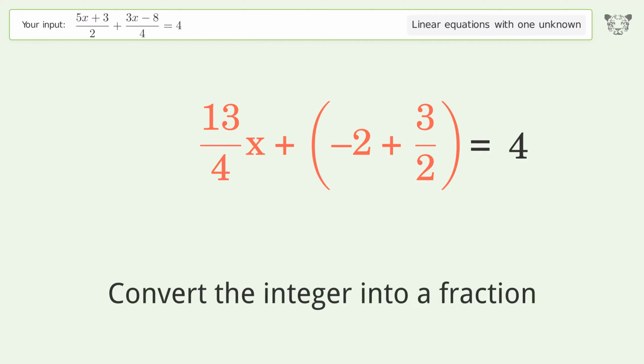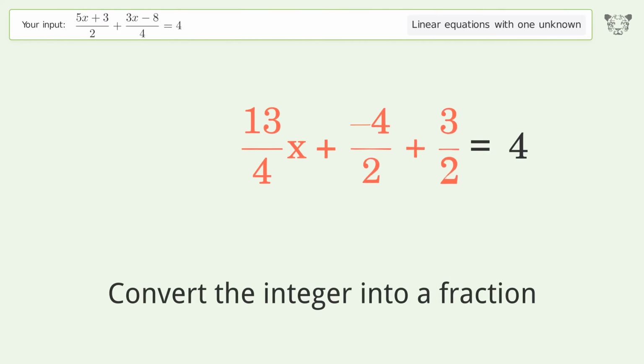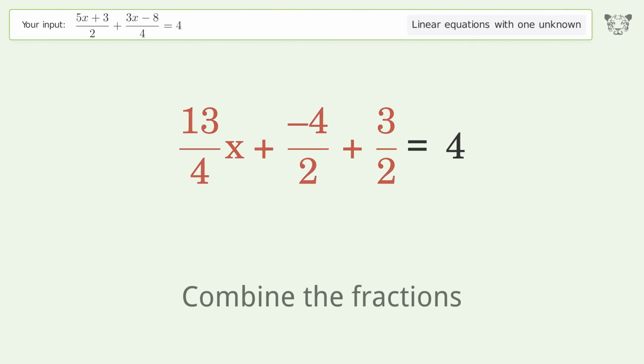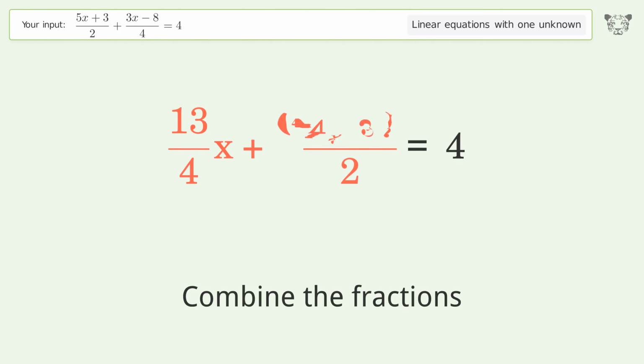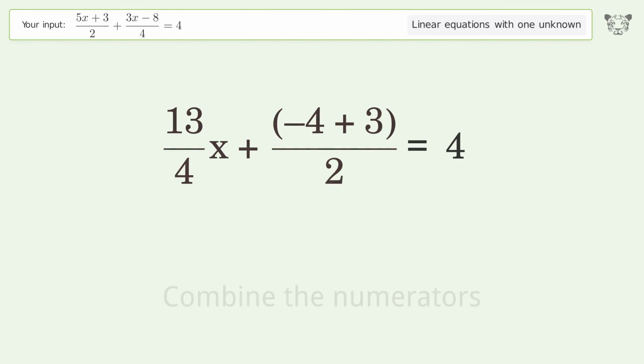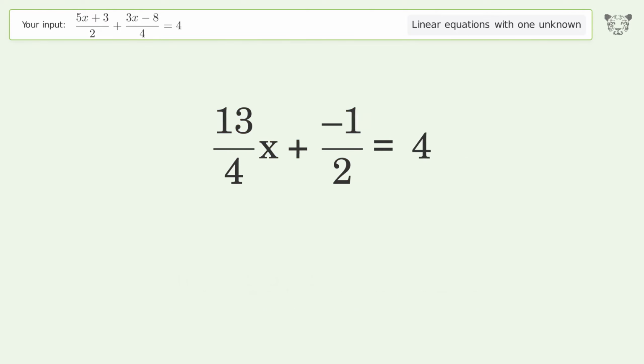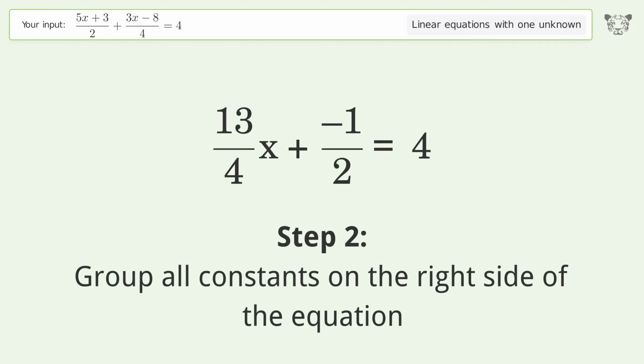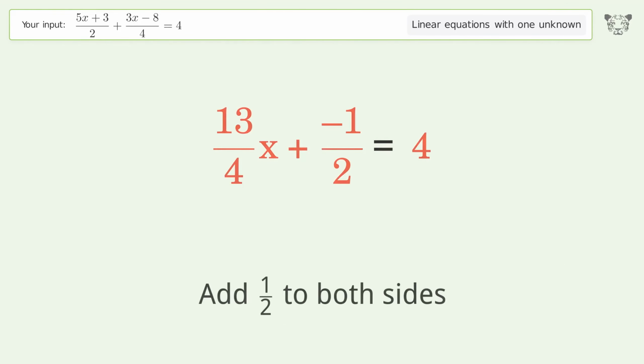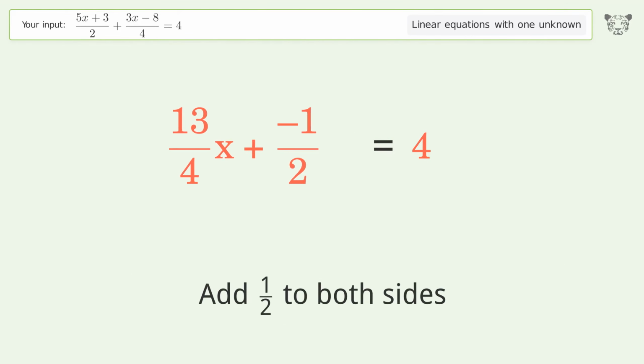Convert the integer into a fraction. Combine the fractions. Combine the numerators. Group all constants on the right side of the equation. Add 1/2 to both sides.